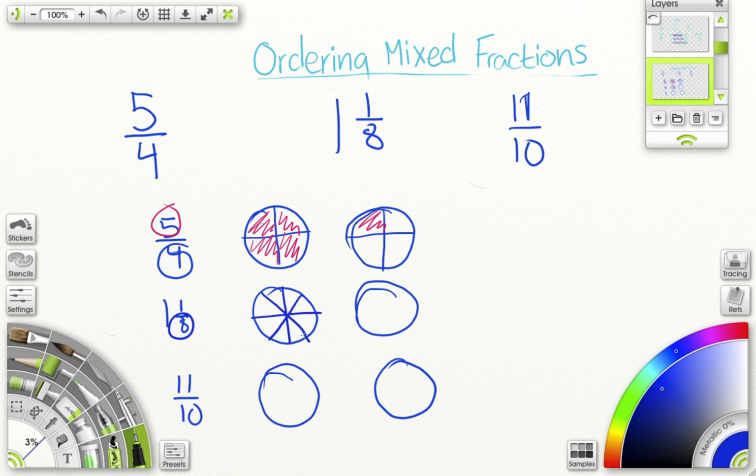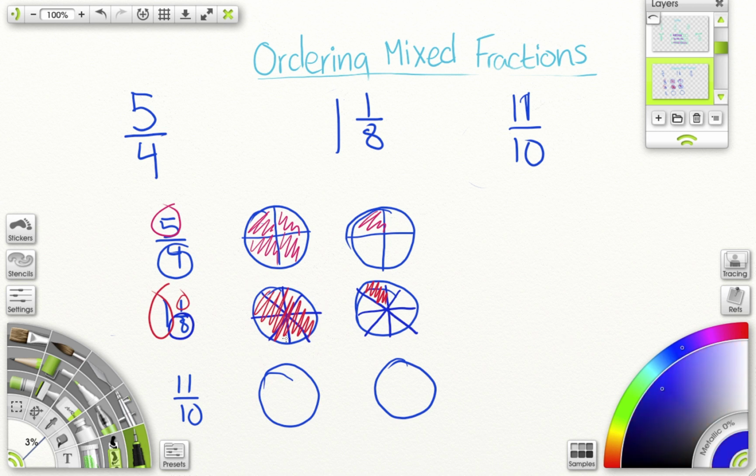And 1 and 4, 6, 8. There we go. So 1 whole pizza. That means this whole pizza gets colored in. Next one is the 1/8. So I just color in 1 slice of this pizza.